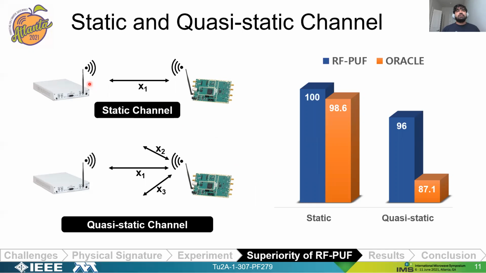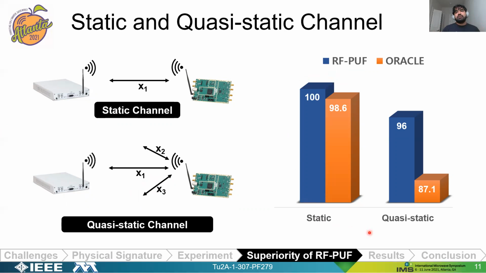So we show our results in 2 cases, static and quasi-static. By static, we mean that the separation between transmitter and receiver is fixed. That means we have a fixed channel length. But for quasi-static, the separation can vary, as you can see. So the channel length varies.